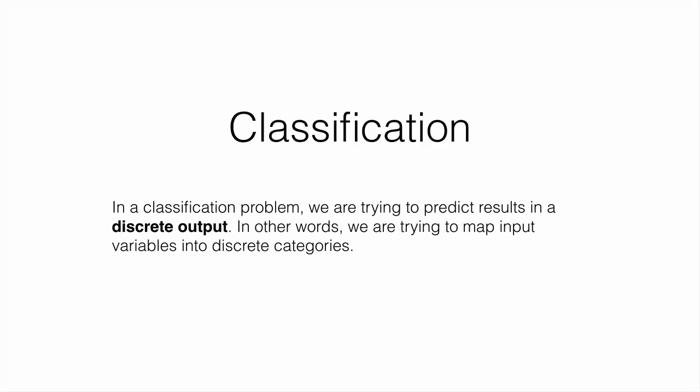All right, let's talk a little bit about what classification is. In classification problems, we're trying to predict results in a discrete output. That's a main difference against regression, which is continuous.